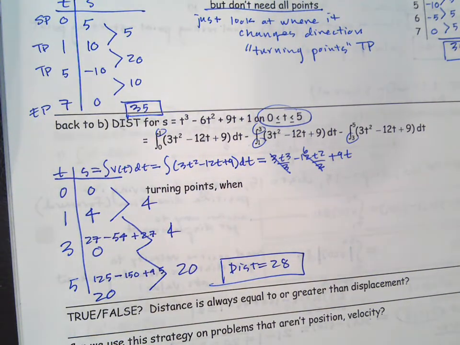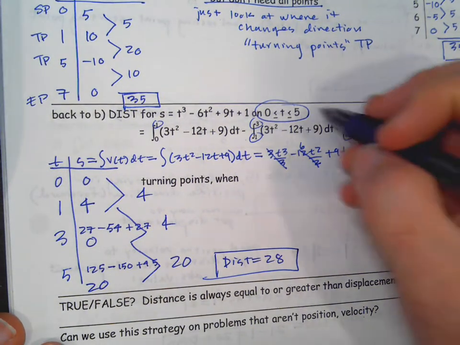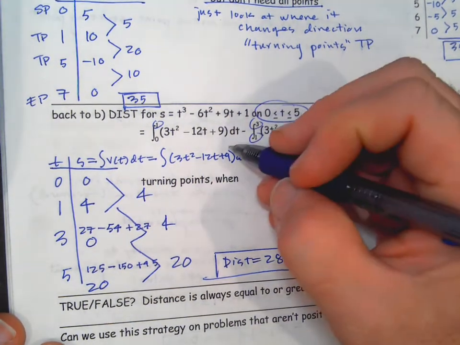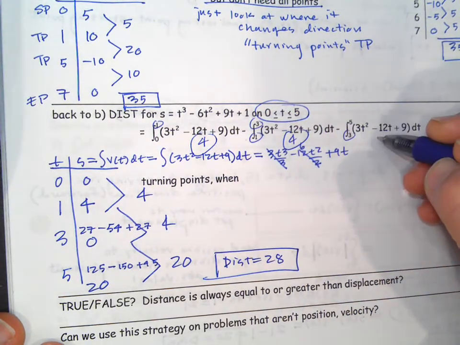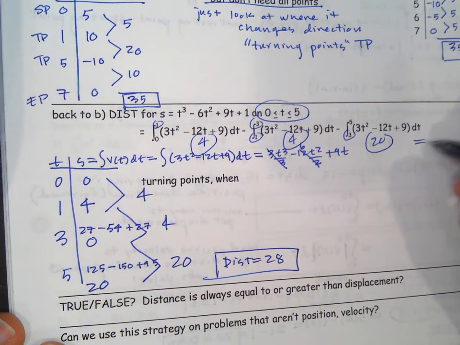Okay, now that's what we would have got if we did all of this work. We would have eventually got a 4 from this, a 4 from this, a 20 from this, and it would have been 28.